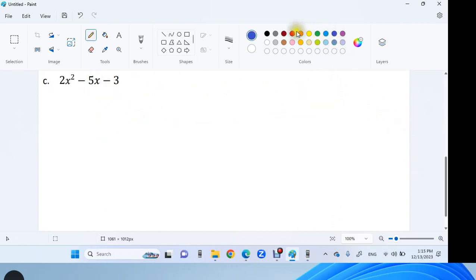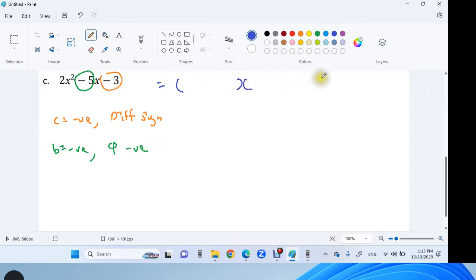Okay. So we look at this. The value of C is negative value. So we have different sign. And the B is negative. So the larger value is negative value. So for this one, we have the x and 2x here. We can have 3 and 1 here.